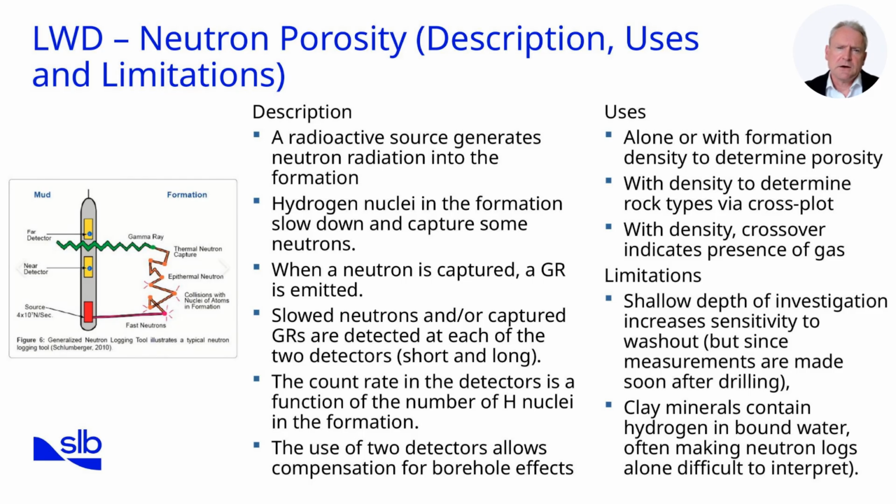The neutron porosity log is most powerful when combined with other measurements. When interpreted alongside density logs, it allows us to calculate porosity more accurately and to distinguish between lithologies using crossplots. For instance, in carbonates, the relationship between neutron and density helps us identify limestone, dolomite, or sandstone. Another critical use is in gas detection. When neutron porosity reads much higher than density, the crossover strongly indicates gas-bearing intervals. The tool can also be used on its own for quick porosity estimation while drilling, especially in cleaner formations.